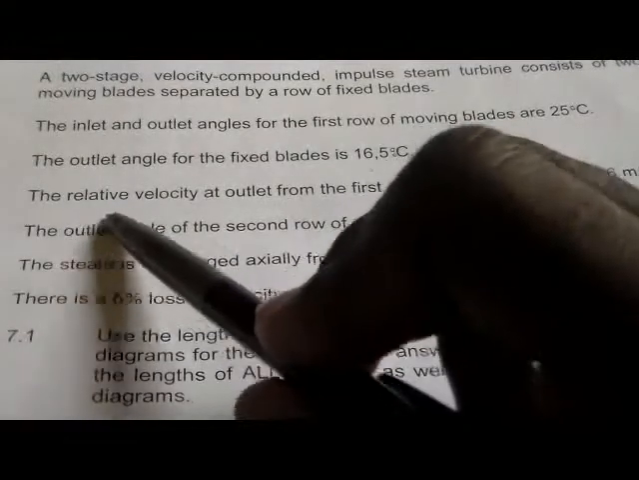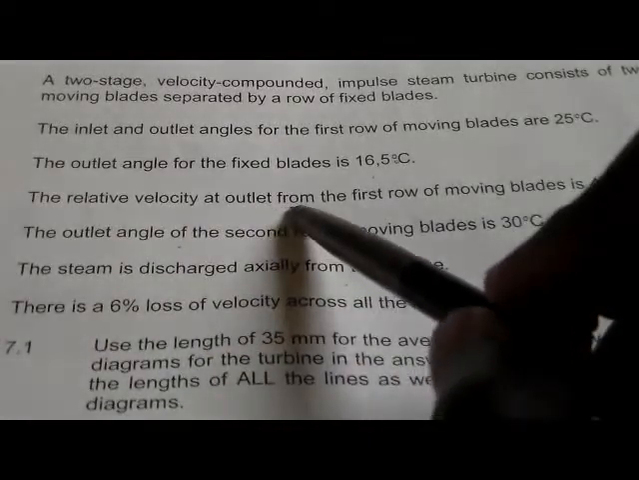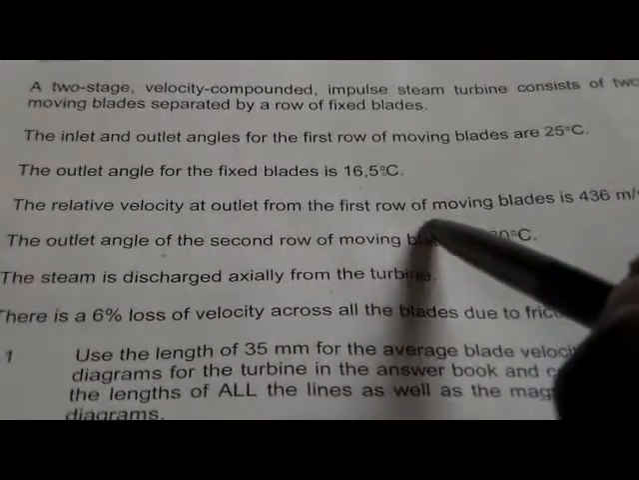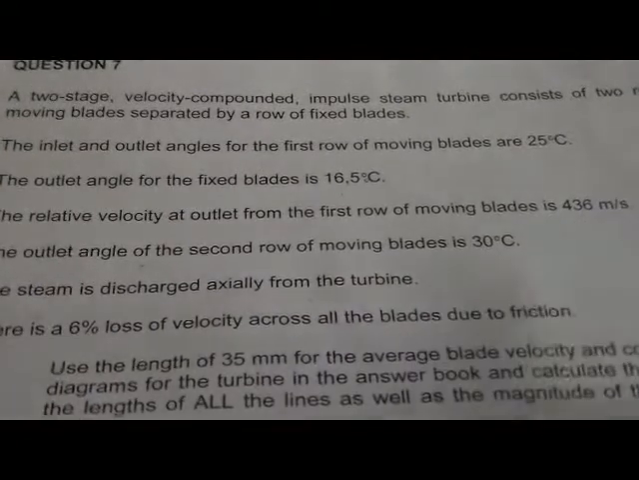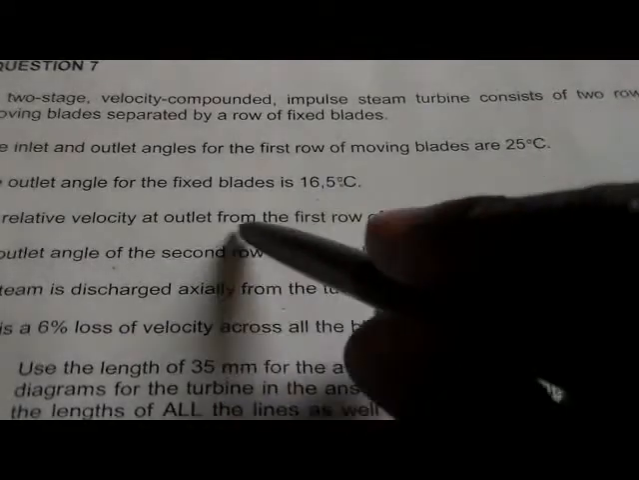We also have the relative velocity. The relative velocity at the outlet from the first row of the moving blade is 436 meters per second. We know that on the first stage, if we're talking about the outlet, that means we have V_r1, which is 436 meters per second. Okay, now let us draw the velocity diagram.